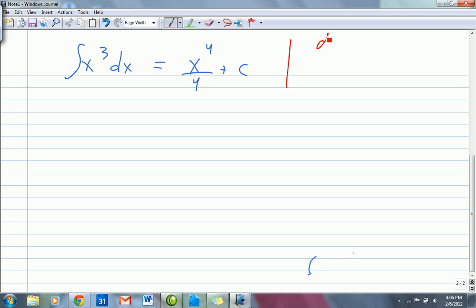So here's my check. I'm going to take the derivative of what I think is the antiderivative, and we're going to bring the 4 down, so it becomes 4x cubed over 4 plus c. The derivative of plus c is 0, and of course we get x cubed, which is what we want. So that works out just fine.